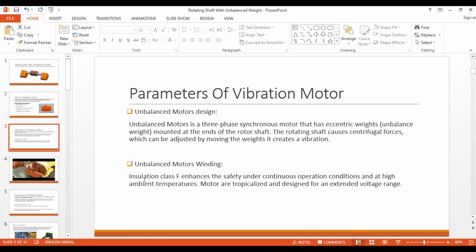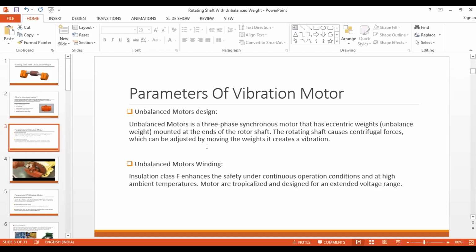Now the parameters of the vibration motor. There are five parameters: motor design, motor winding, bearing and lubrication, protection, and the last one is centrifugal force. I will explain each of these points. The first one is motor design.